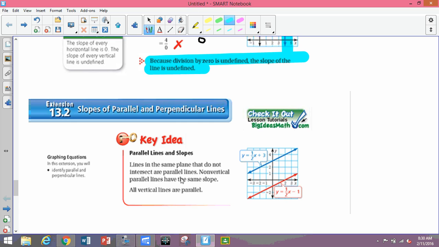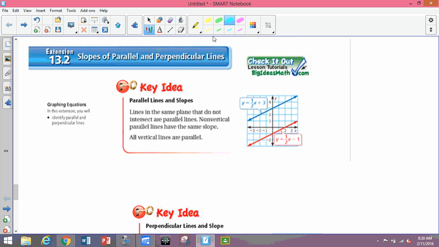Okay. So the other point that I wanted to talk about, and we did this in an extension activity, is parallel lines. I just want you to have this in your notes so that you know it, because it might come up at some point. Lines in the same plane, meaning they're on the same coordinate plane, that do not intersect are considered parallel lines. It's kind of like train tracks. I think you probably learned this in 6th grade. Non-vertical parallel lines have an equal slope. Okay? They'll have a different intercept, but your slope will be the same.